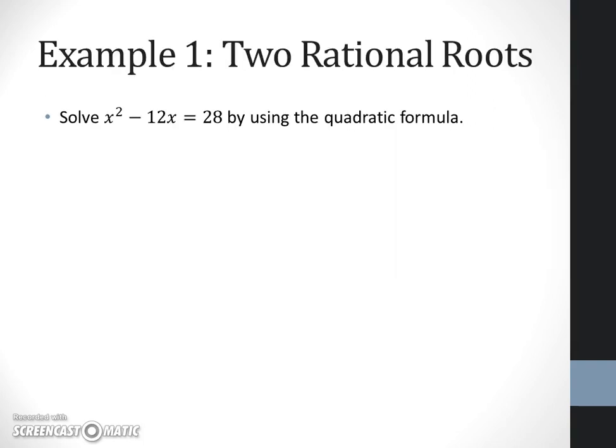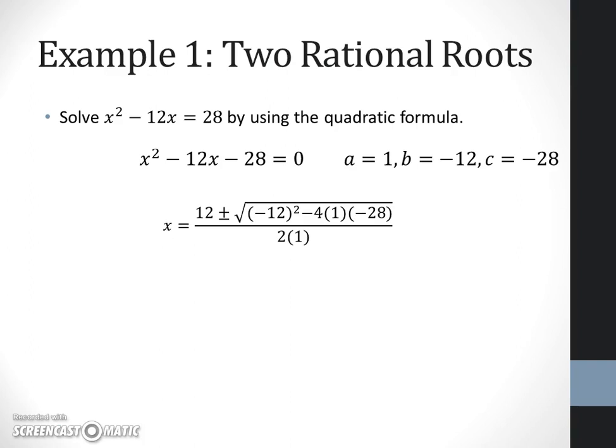So our first example, two rational roots. We have x squared minus 12x equals 28. First thing, it's not equal to 0, so we have to subtract 28 from both sides. Then we're going to use the quadratic formula, which is negative b plus or minus the square root of b squared minus 4ac all over 2a, where a is 1, b is negative 12, and c is negative 28. So we can substitute in our values.